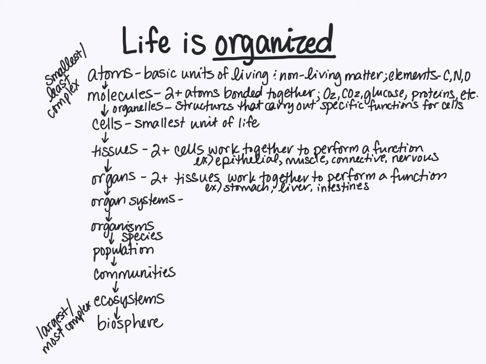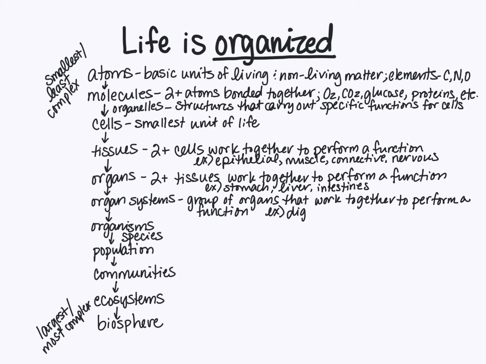An organ system is just made up of a group of organs. And you're probably starting to see a trend here. So a group of organs that work together to perform a function. For example, the organs that I listed in the previous example, the stomach, the liver, and the intestines, are all part of the digestive system.